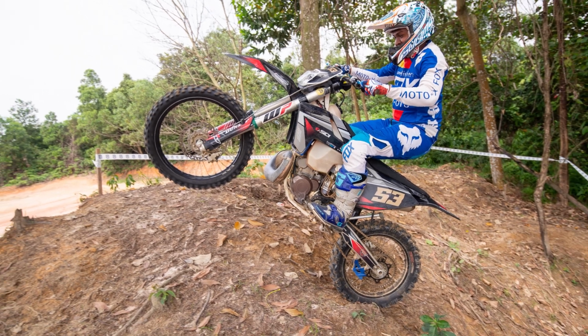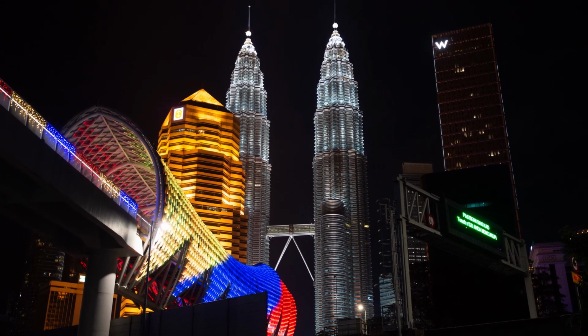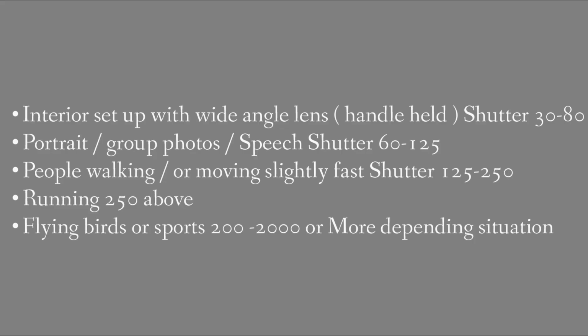Always remember to identify the subject you want to capture. Are they going to be fast? Is the place going to be dark? So that you can set the best shutter speed for it. Here are the rules of thumb I learned from my experience. For interior setup with a wide angle lens, handheld, use a shutter speed between 30 to 80. For portrait and group photos, use a shutter speed between 60 to 125. For people walking or moving slightly fast, use a shutter speed between 125 to 250.